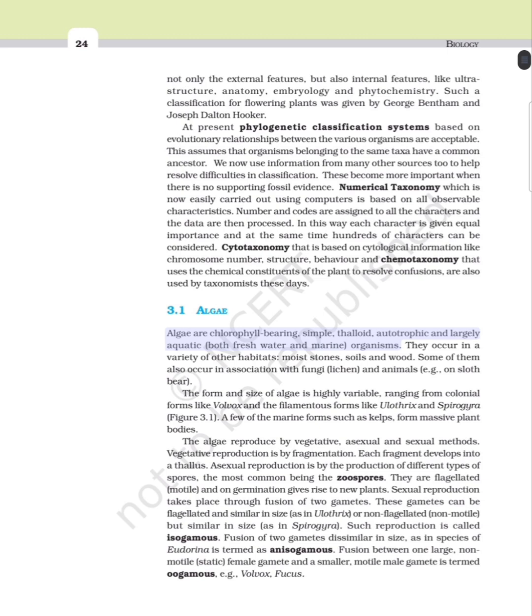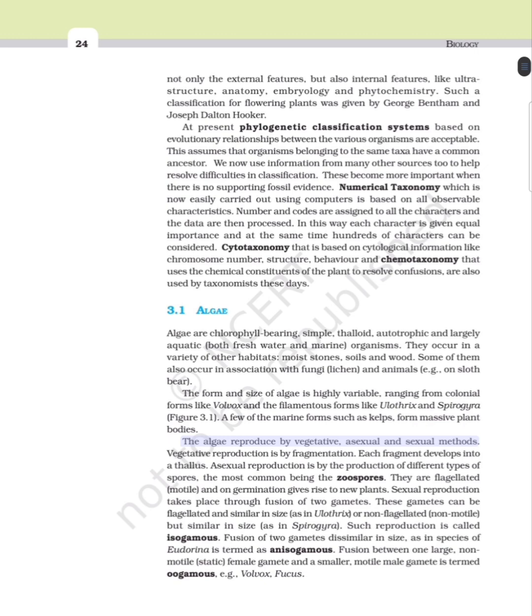3.1 Algae. Algae are chlorophyll-bearing, simple, thalloid, autotrophic and largely aquatic, both freshwater and marine, organisms. They occur in a variety of other habitats: moist stones, soils and wood. Some of them also occur in association with fungi (lichen) and animals, e.g., on sloth bear. The form and size of algae is highly variable, ranging from colonial forms like Volvox and the filamentous forms like Ulothrix and Spirogyra (Figure 3.1). A few of the marine forms, such as kelps, form massive plant bodies.